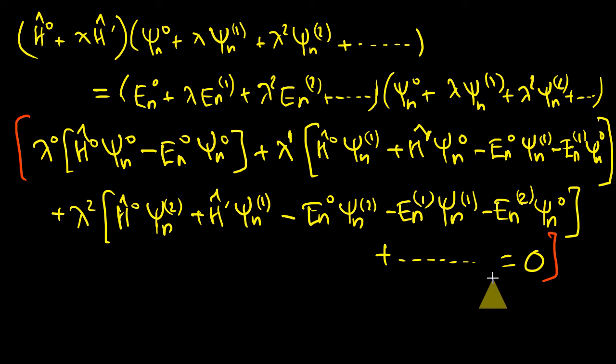Now we have an equation with different powers of lambda, and the right hand side of this equation is equal to 0. So how can this equation be true? This equation can be true if the coefficients of each power of lambda are 0 individually, right? Lambda cannot be 0, because if lambda is 0, it means that there is no correction term.